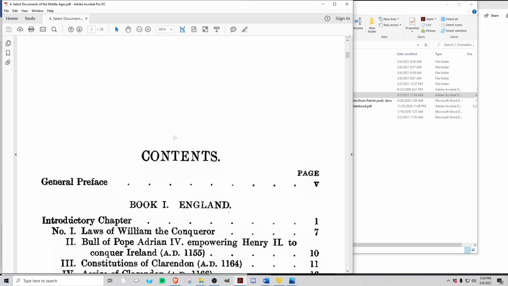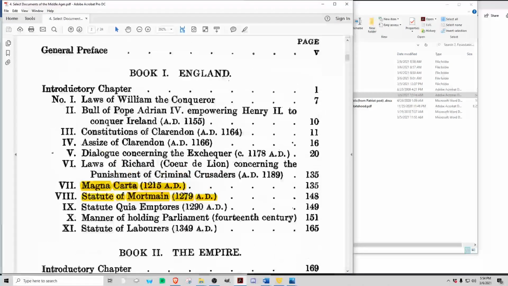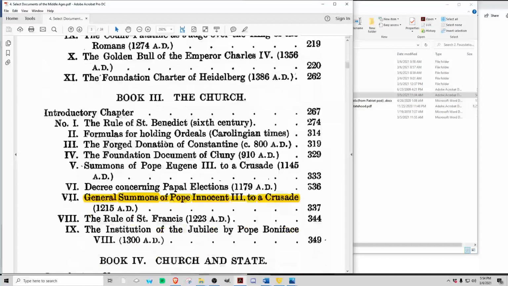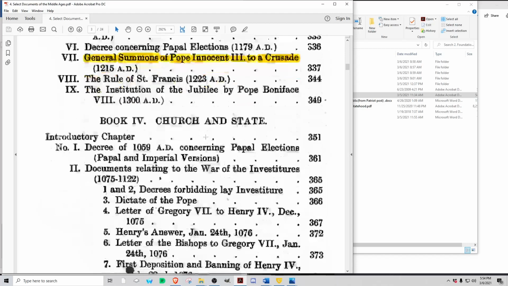about. But what is relevant is Magna Carta, Statute of Mortmain, General Summons of Pope Innocent III to a crusade. Notice the date, 1215. This is when the barons said, okay, we're going to get you, because all you fools went off to crusade, or they went off to do a summons, right, to a crusade, right? So they all took off, bam, going to get you.